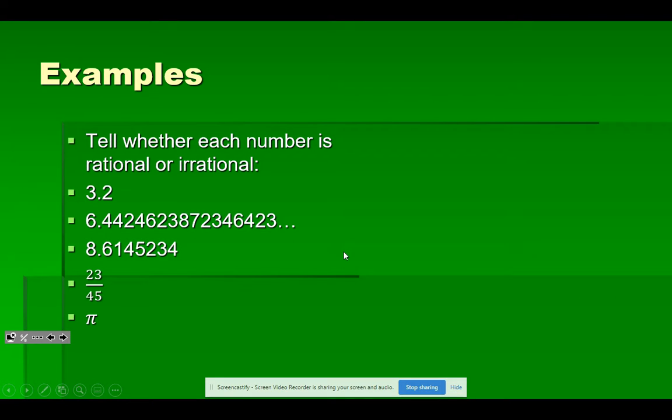Here are some examples. Tell whether each number is rational or irrational. Pause the video at this point to give yourself a chance to try on your own. Here are your answers.